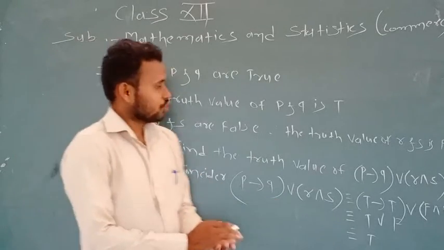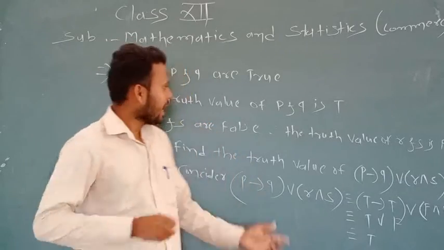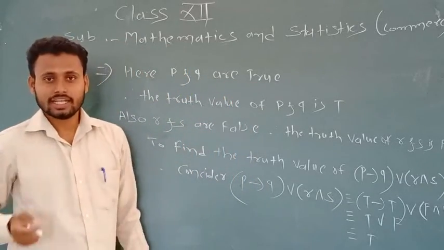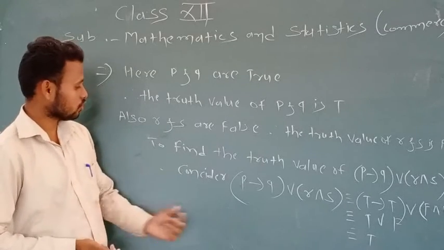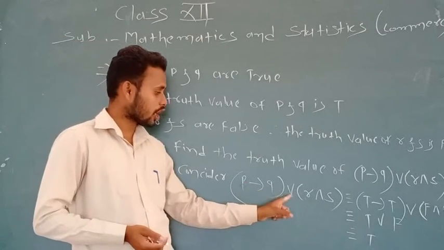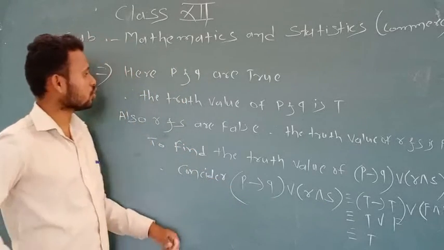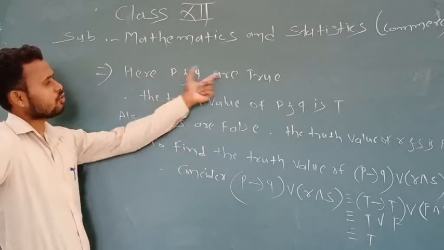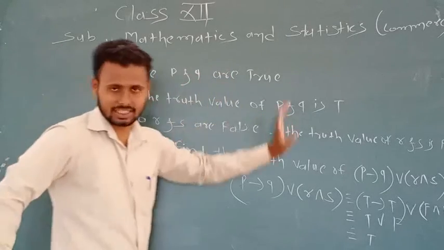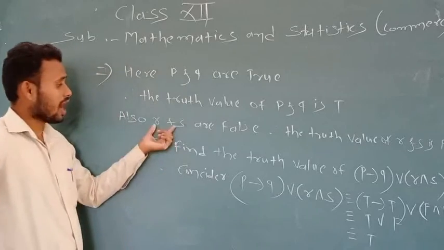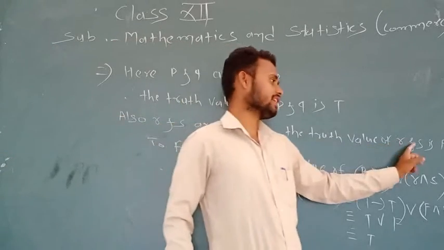What was the question? If P and Q are true and R and S are false, then find the truth value of the following statement. Which statement? P implies Q joined with R meet S. We had to find the truth value of this statement. Therefore in solution, here P and Q are true, therefore the truth value of P and Q is T. Also R and S are false statements, therefore the truth value of R and S is F.